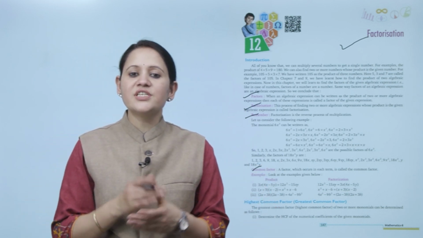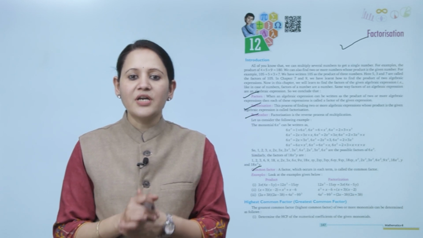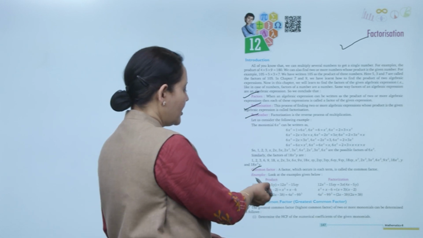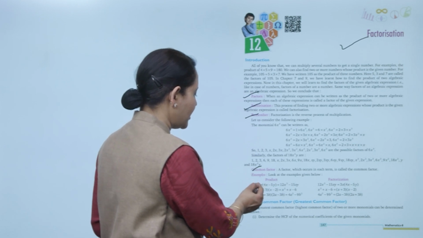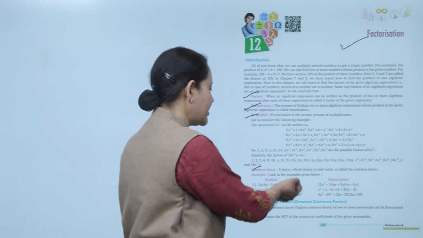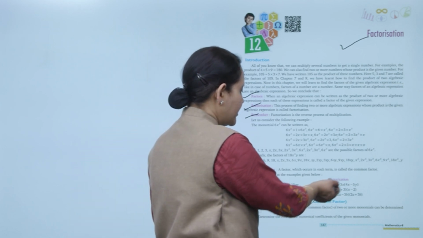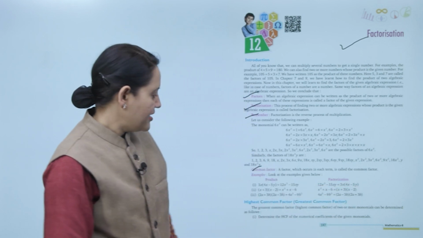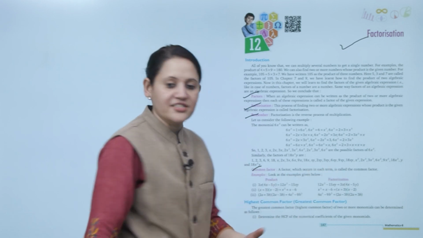Next is common factors. A factor which occurs in each term is called a common factor. For example, look at the example given below. Here the product 3x multiplied by 4x minus 5y equals 3x into 4x, 12x square, minus 3x into 5y, that is 15xy. Now we'll factorize it: that equals 3x into 4x minus 5y. So this is the way. Here this is the product and this is the factorization.